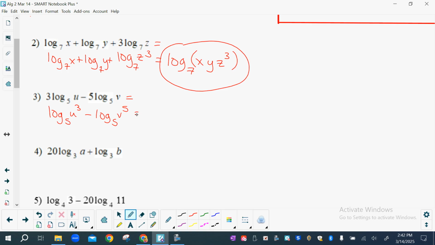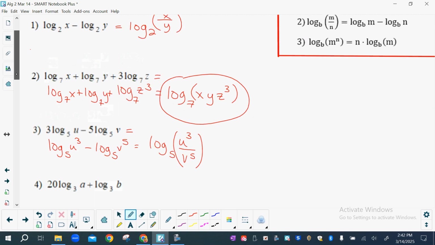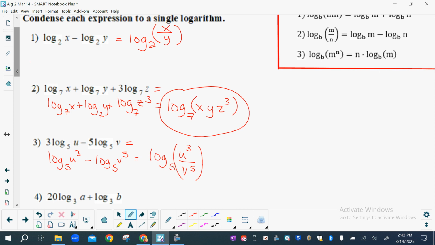So then we have subtraction. What is subtraction? Division, that's right. So we're going to make it a division. So it would be log base 5 of what, Jason? Oh, no, Myra. Myra, you know what answer. Does the order matter? Yeah. So with subtraction and division, order matters. So we have to put what on top? U to the 3rd on top and the V to the 5th on the bottom. Again, we're looking at this rule number 2. We're going this direction. We went from subtraction to division.